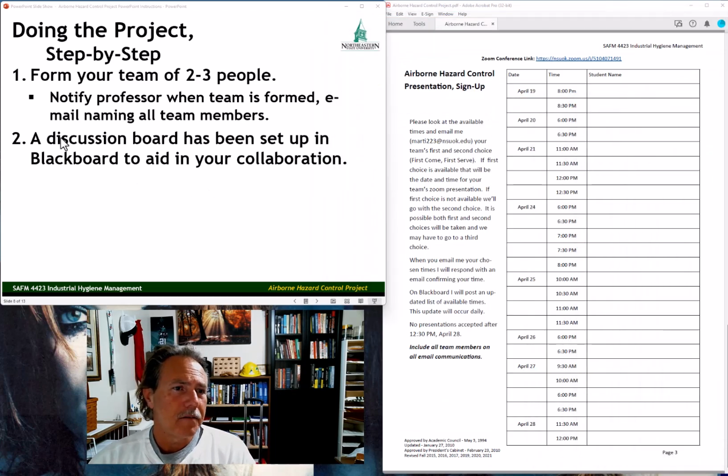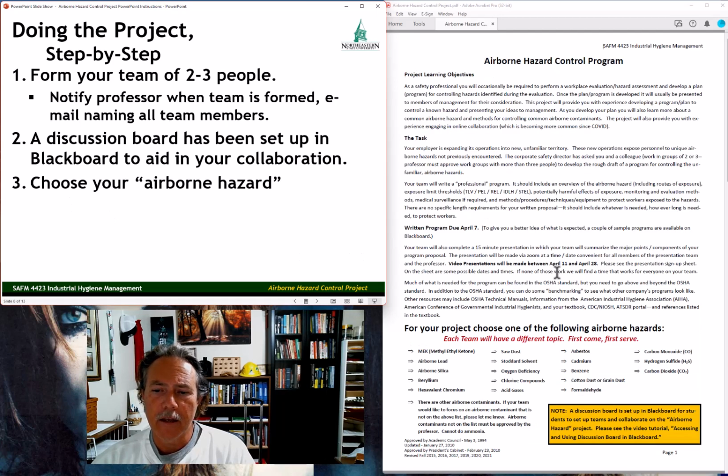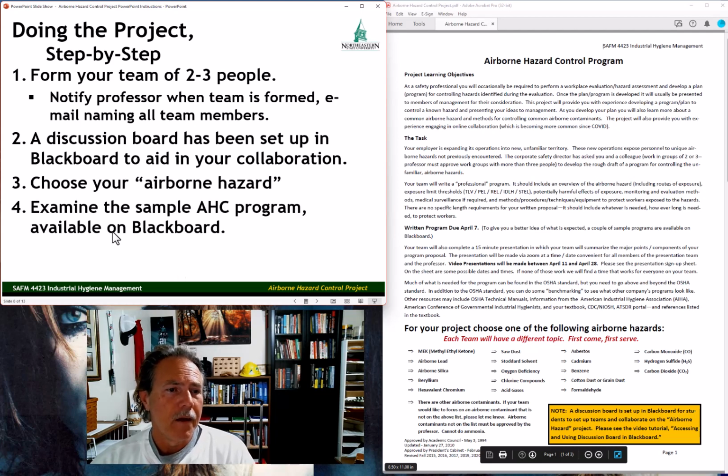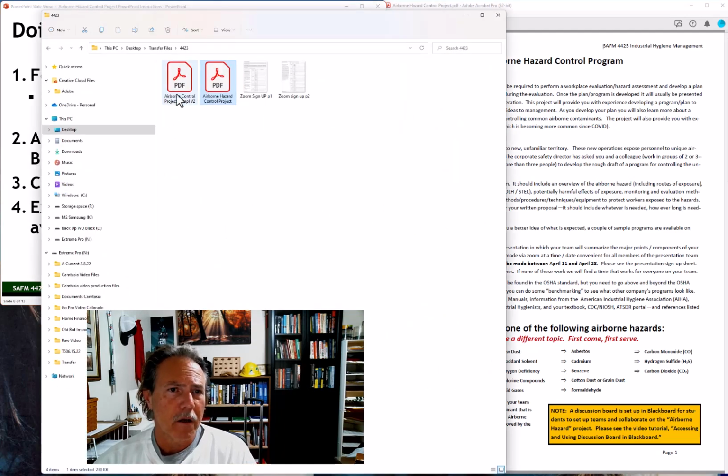All right, again, form your team. Use the discussion board if you want to start collaborating. Once you start collaborating, you guys will work together to choose your airborne hazard. And again, here's the list that you can choose from, or if you have another idea, let me know and get that approved by me. Number 4, examine the sample airborne hazard control program available on Blackboard. Let me go ahead and bring that up here and show you what I'm talking about.